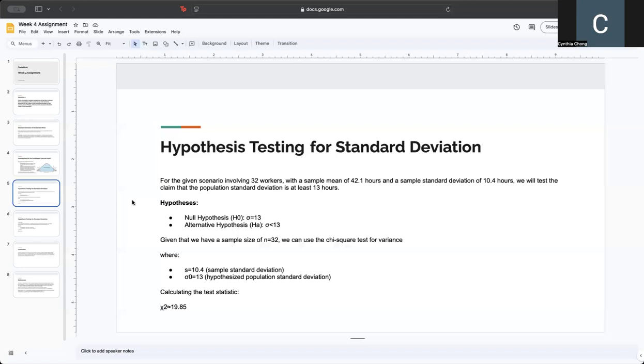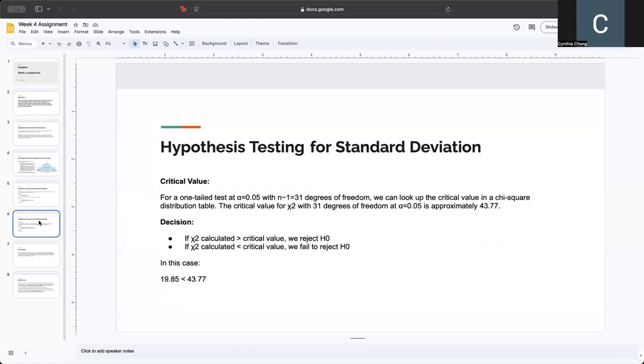So the following is the hypothesis testing for standard deviations. Given that we have a sample size of n equal to 32, we can use the chi-square test for variance. For example, we find the test statistic to be an estimated 19.85. For the critical value of a one-tail test at 0.05 with the degrees of freedom, we can look up the critical value in the chi-square distribution table.